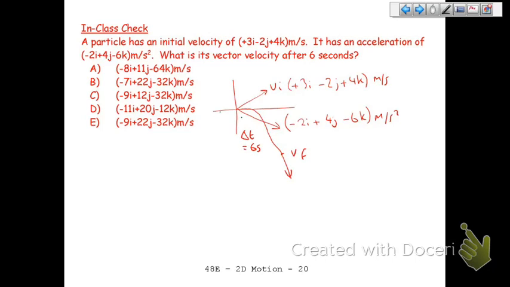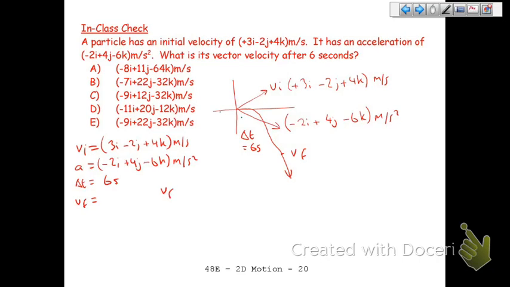equals 6 seconds. So, going back to our old system, list what you know: vi equals 3i minus 2j plus 4k, and that's just prompting my brain to start thinking in terms of the equations. And a is equal to minus 2i plus 4j minus 6k meters per second squared, and then I'm going to have my delta t is equal to 6 seconds. So then I go, oh, well, I want to find vf, and already my brain has told me that it's vf equals vi plus a delta t. My brain just jogged my memory on that completely.